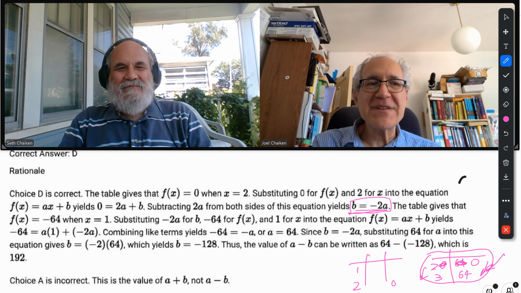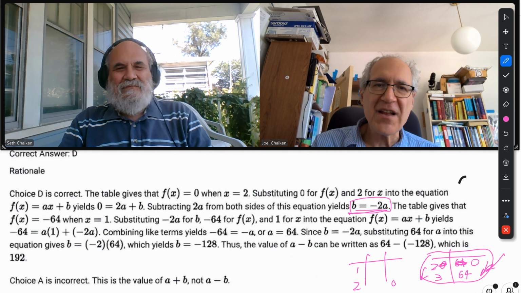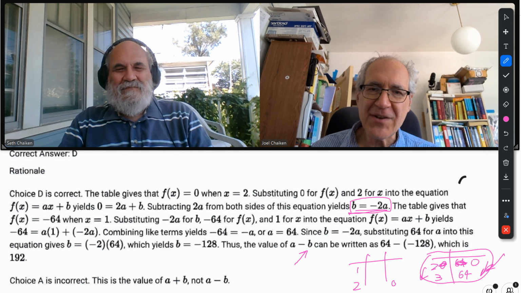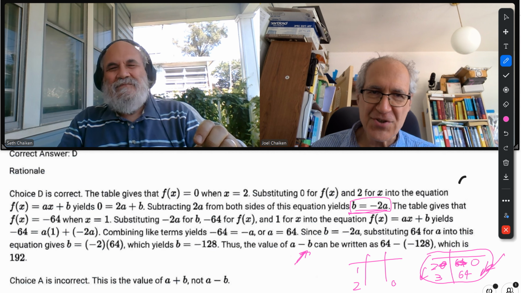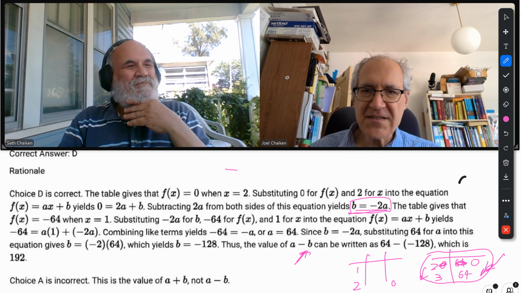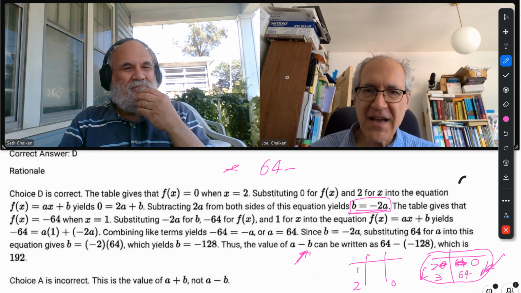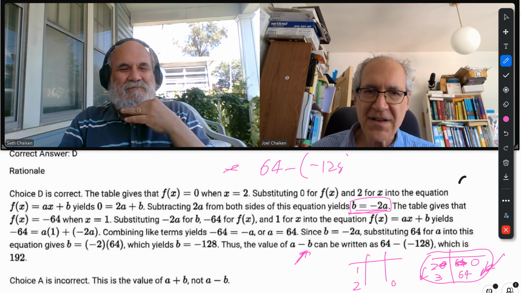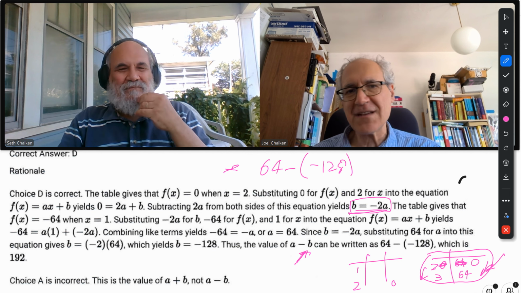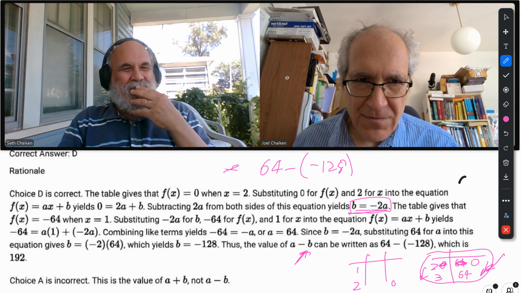But one thing we did forget to say about a main idea, what they're testing to see if you know how to do, is how to handle negative integers without being sloppy. Subtracting negative integers, you've got to slow down. It's 64 minus a minus 128. If you go too fast, you're going to make a mistake with negative numbers. Anytime negative numbers are in the house, you've got to watch yourself.